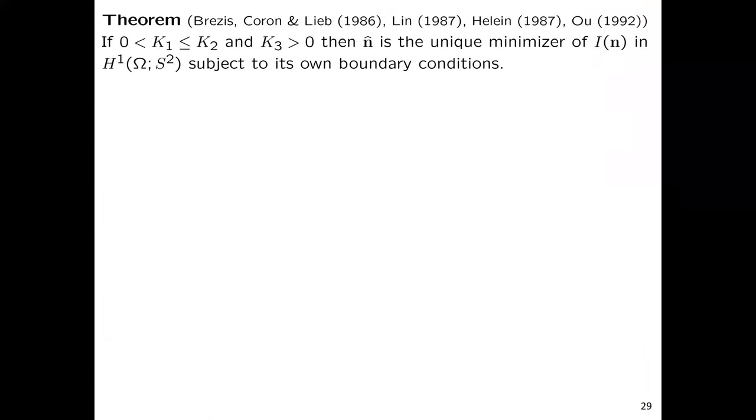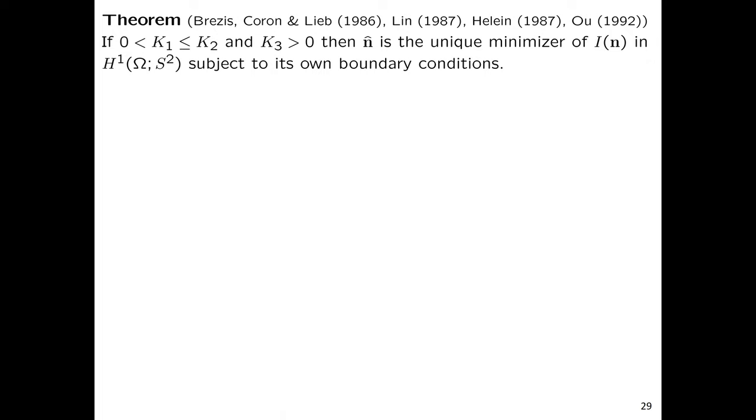And here is an interesting result. Many people have been involved: if K1 is less than or equal to K2 and K3 is positive, then the hedgehog is the unique minimizer in H1 subject to its own boundary conditions.